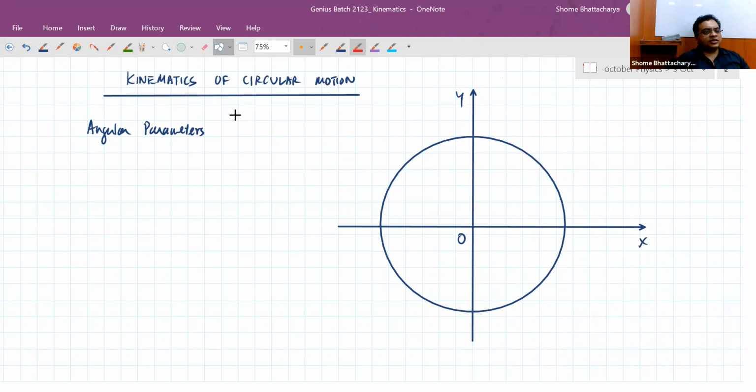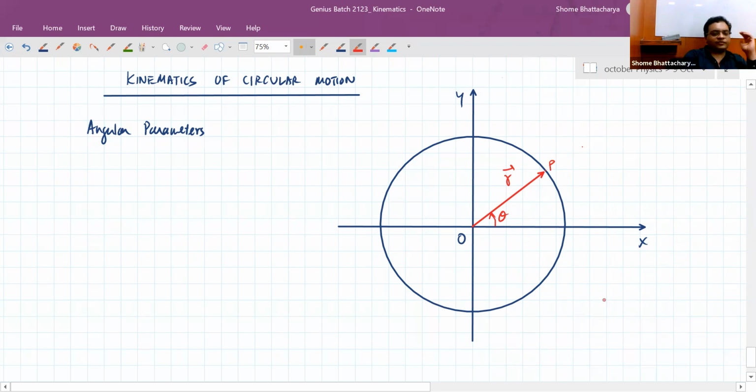So if at some instantaneous time t, the particle's position is such that this is the position vector. Okay. If that position vector is at an anti-clockwise angle theta with respect to our x-axis. So x-axis is like our reference axis over here. So then we can say that theta is the angular position of the particle with respect to our reference axis, which in this case is our x-axis. So the first angular parameter that we define is angular position.